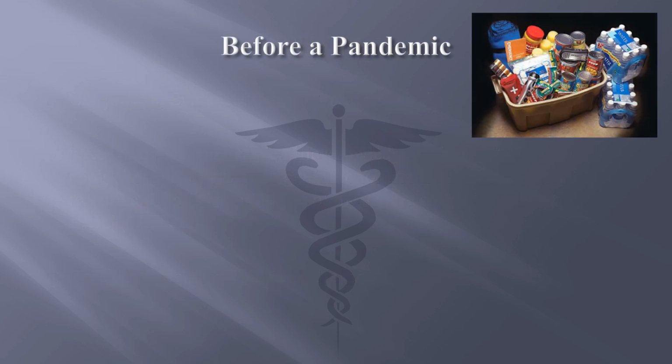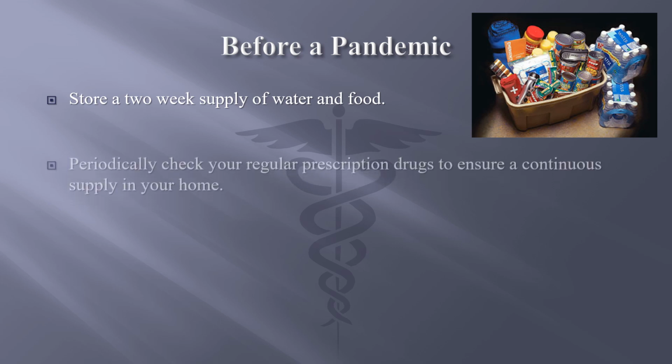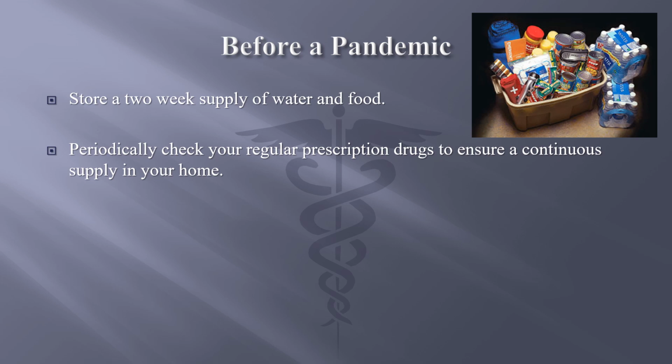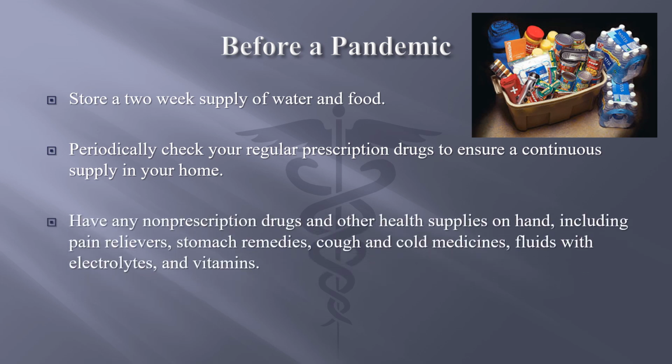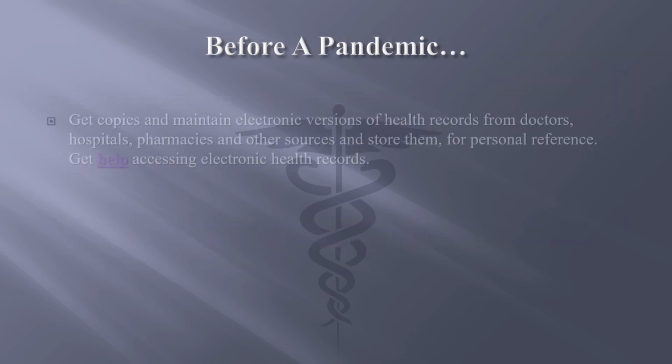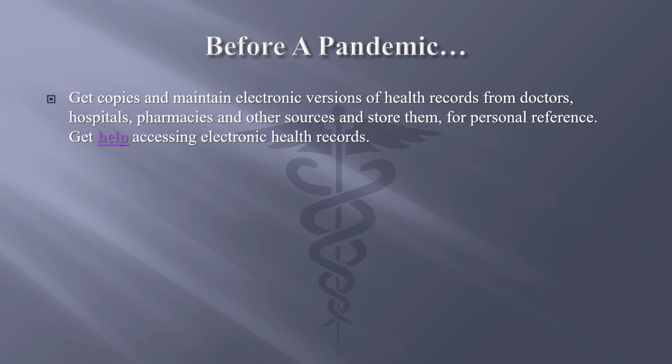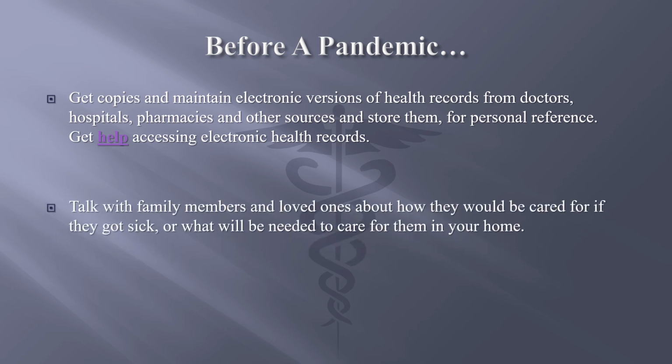Before a pandemic, we should store a 2-week supply of food and water. Periodically check your regular prescription drugs to ensure continuous supply in your home. Have any non-prescription drugs and other health supplies on hand, including pain relievers, stomach remedies, cough and cold medicines, fluids with electrolytes, and vitamins. In addition, we should get copies and maintain electronic versions of health records from doctors, hospitals, pharmacies, and other sources and store them for personal reference. Get help accessing electronic health records. Talk with family members and loved ones about how they would be cared for if they got sick, and what would be needed to care for them in your home.